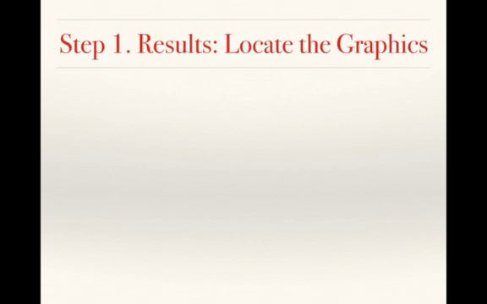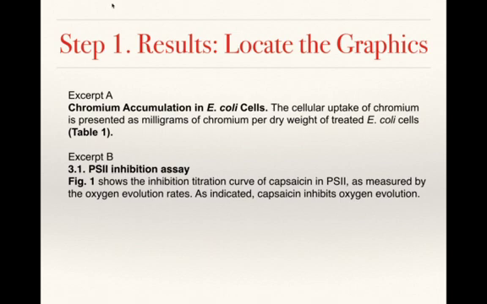In step 1, we tend to locate the graphics first. In this way, the reader has the opportunity to read the data before reading the text, as shown in figure 1. This is the most common phrase in papers. Note that in both excerpt A and B, the reference to the graphic, table or figure comes before guiding the reader through the graphic. In this way, the reader has the opportunity to view the data before reading the associated prose.